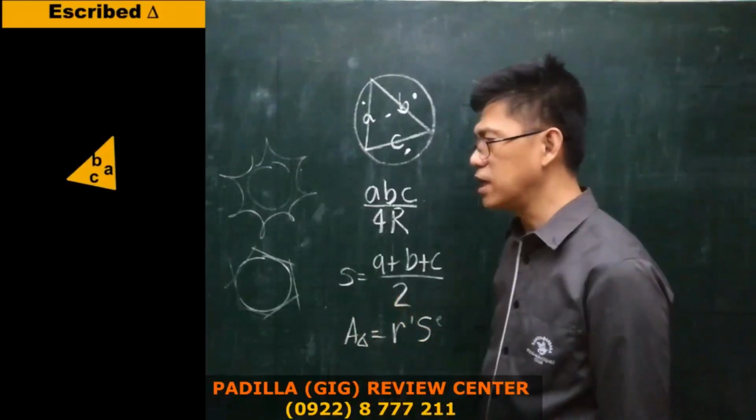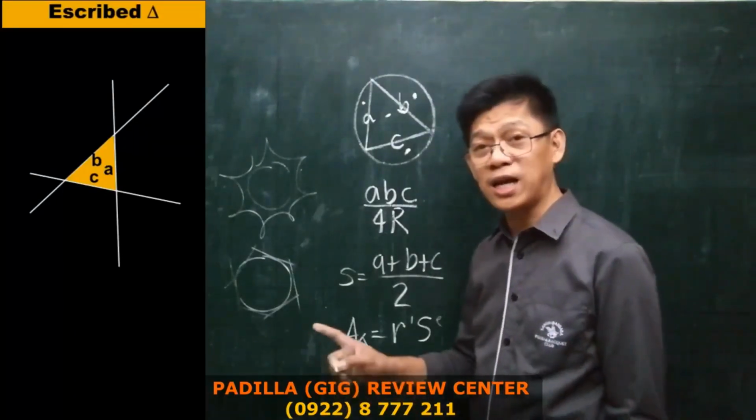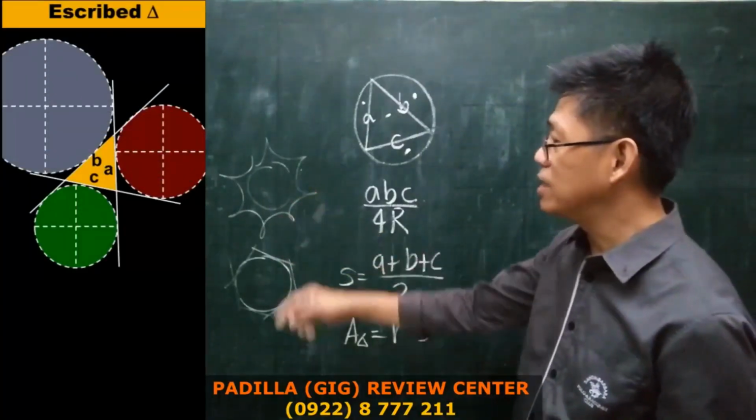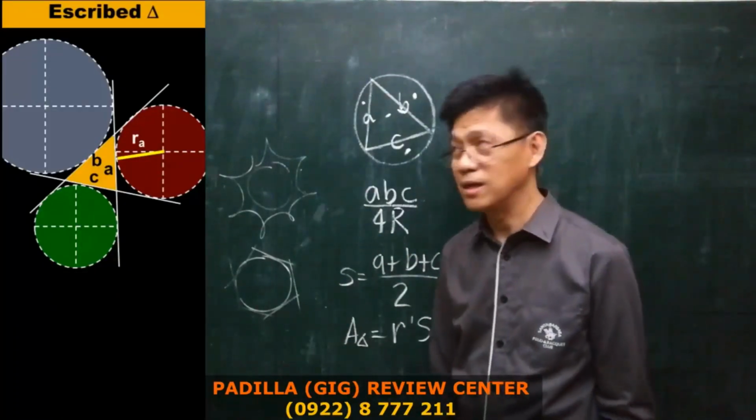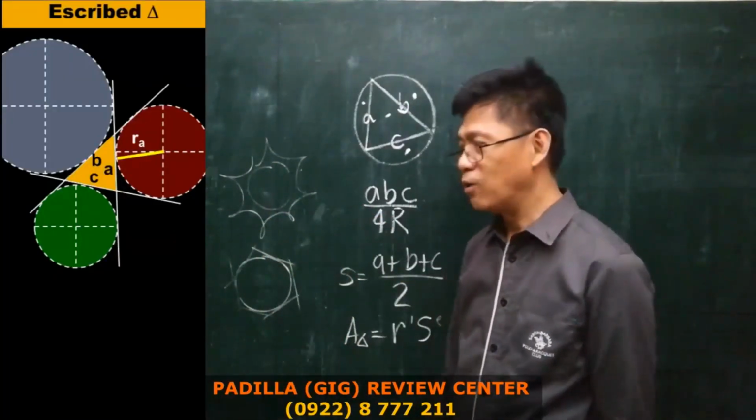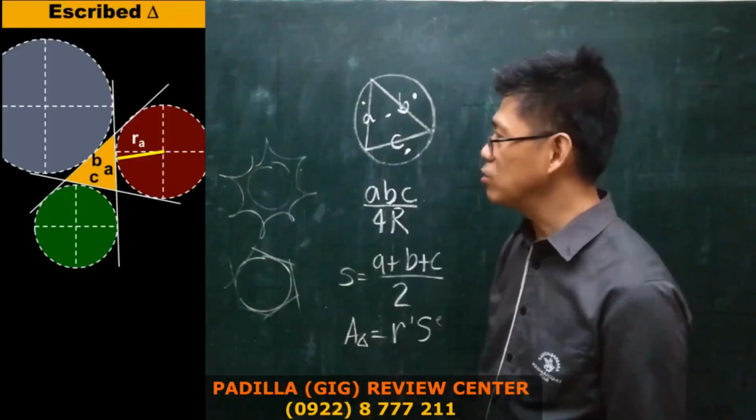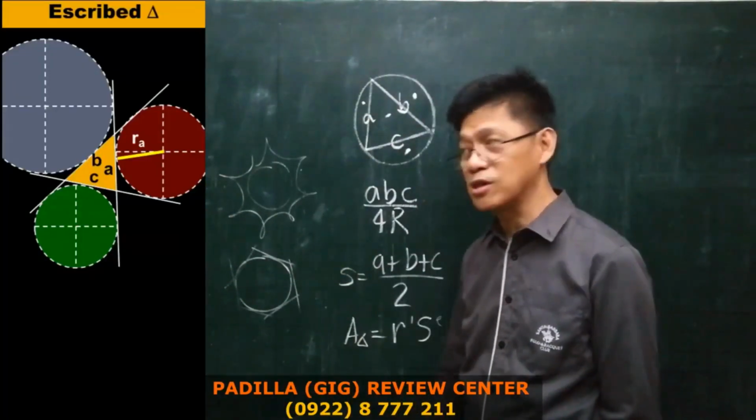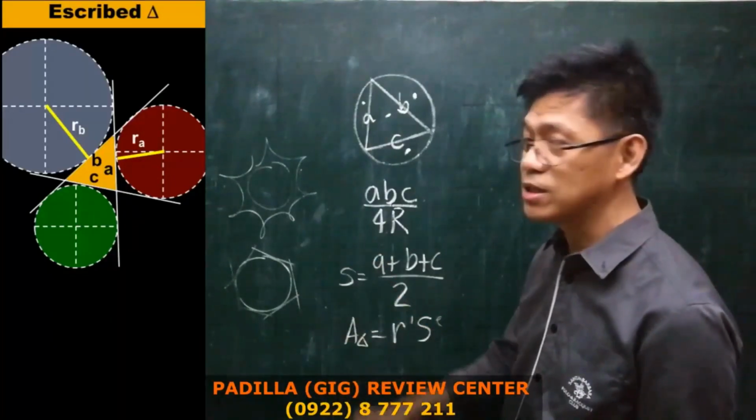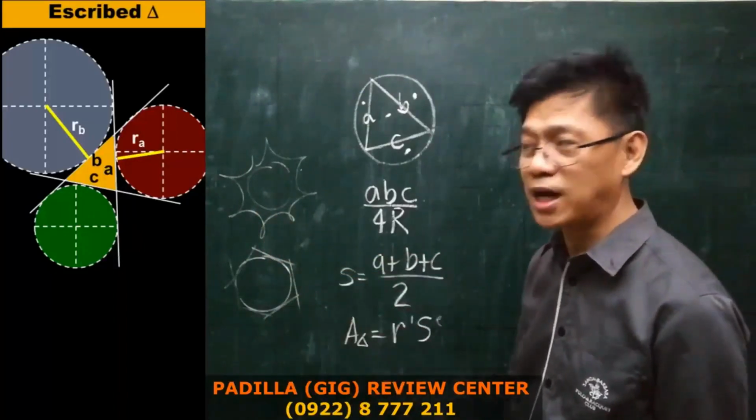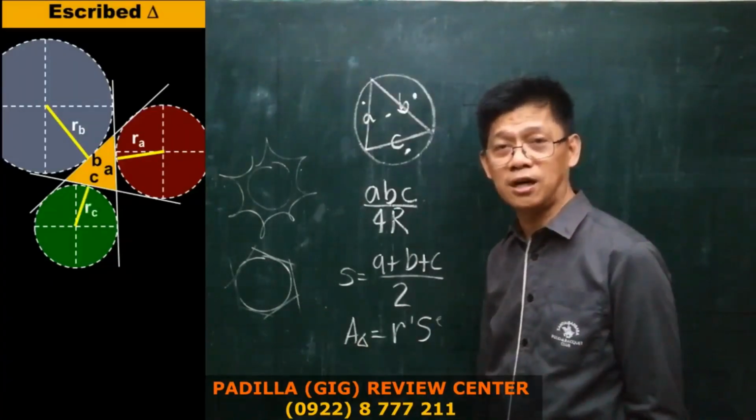Ganito. Let me extend all the sides of b, a, and c. So, if I will draw a circle that is tangent to side a and tangent to the prolongation of the other 2 sides, that is escribed circle to side a with radius r sub a. That red circle. Now, if we have here that bluish gray circle tangent to side b, and tangent to the prolongation of the other 2 sides, that is escribed circle to side b with radius r sub b. Now, lastly, the green circle is tangent to the actual side c and tangent to the prolongation of sides a and b. That is escribed circle to side c and whose radius is r sub c.